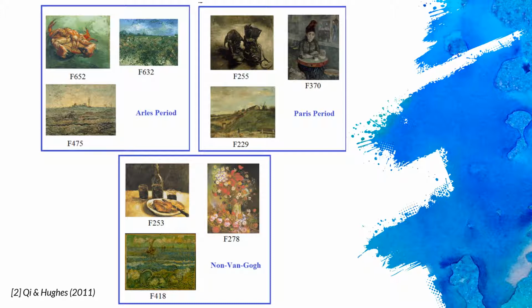And down in the bottom, you can see that here are some paintings that are commonly mistaken as Van Goghs or have the same artistic style. And this is what they used to test their model to see if it could correctly classify the paintings.